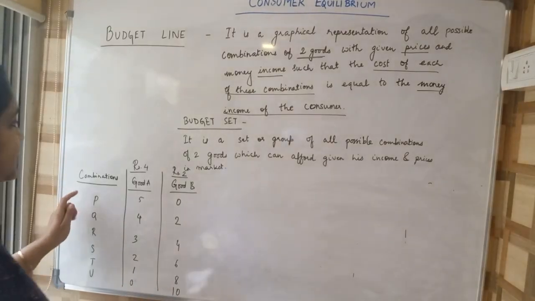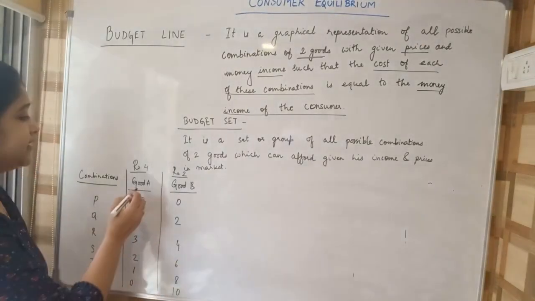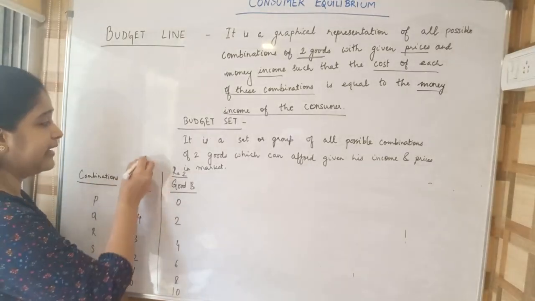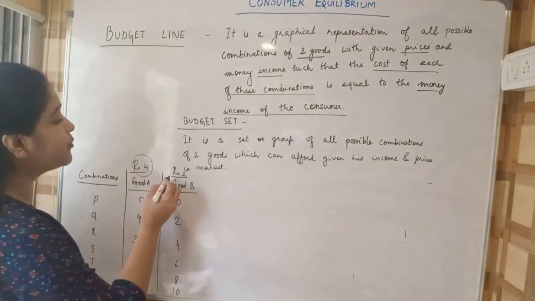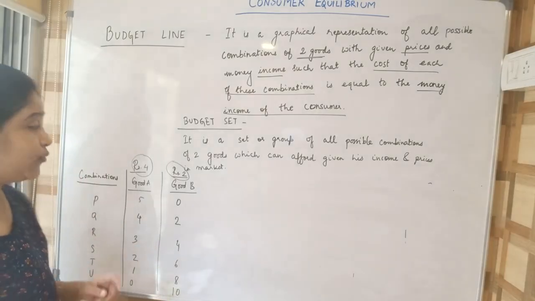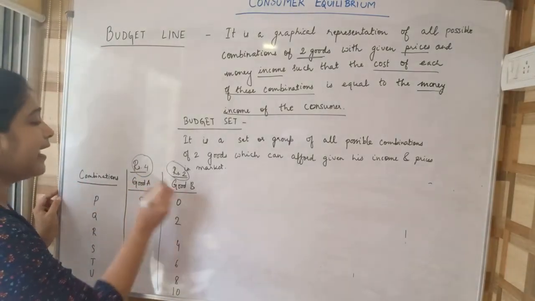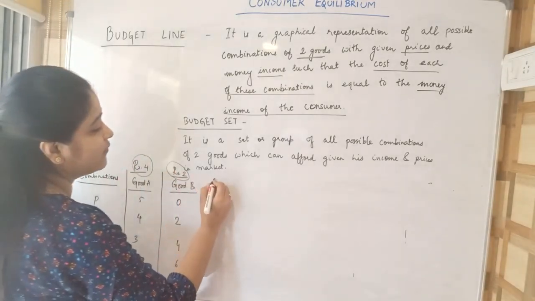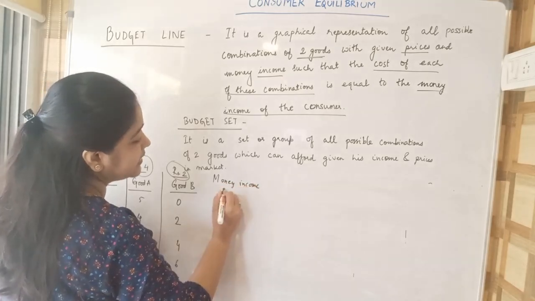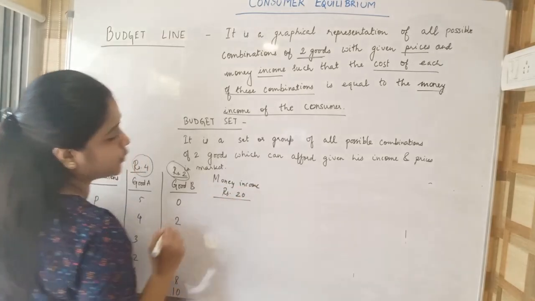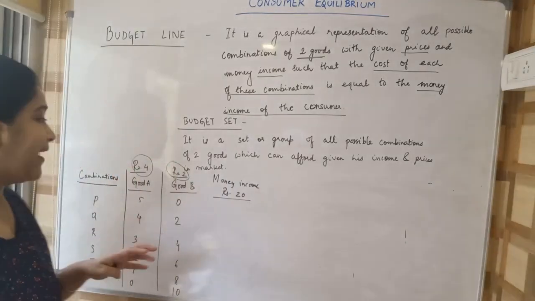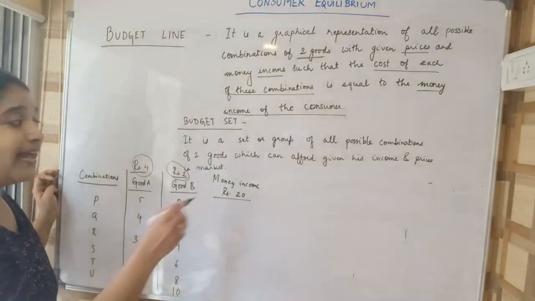Now, we have taken an example. Let's say the consumer is purchasing two goods, good A and good B, from the market. The price of good A is rupees 4 per unit, and the price of good B is rupees 2 per unit. The income of the consumer at disposal is rupees 20. So the consumer has 20 rupees with him and he needs to spend on these two goods so that it fits his budget.